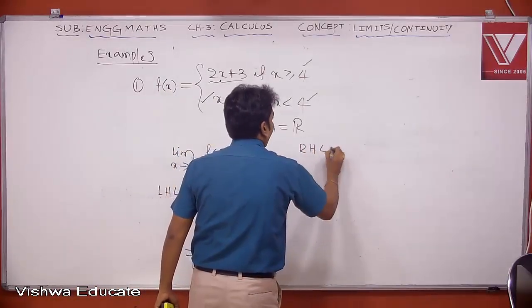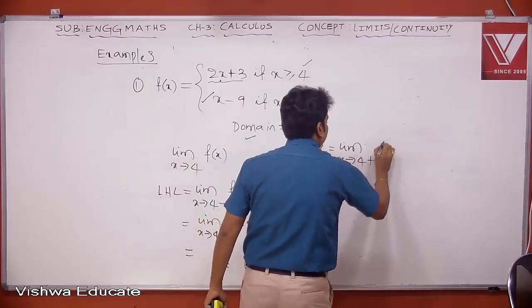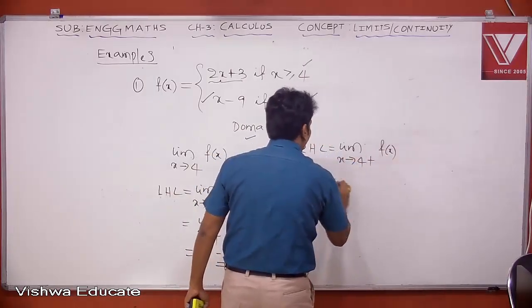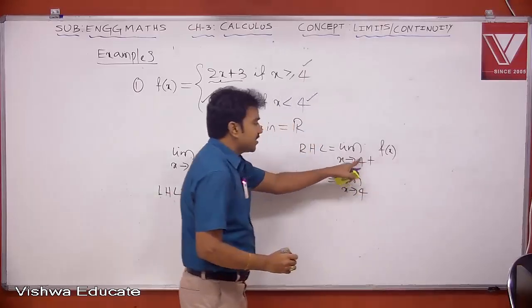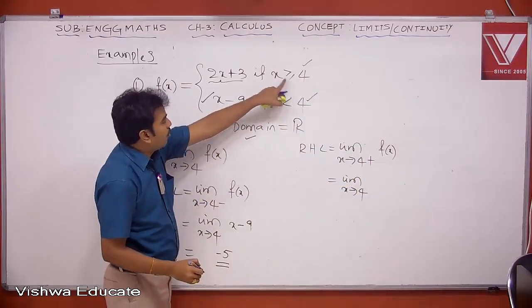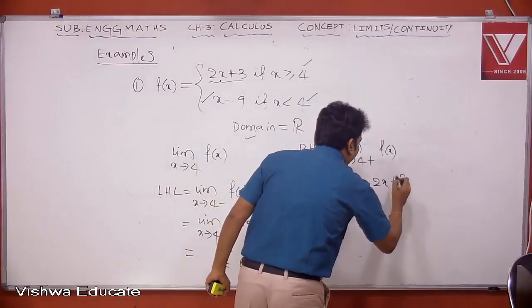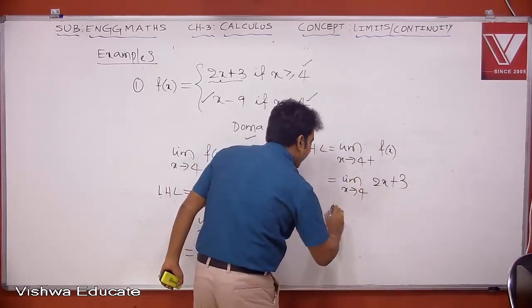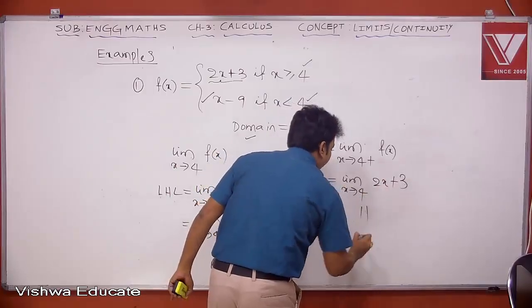Now calculate the RHL value. Here RHL equals the limit as x tends to 4 plus of f of x. x tends to 4 plus means x greater than 4. Above 4 the function is 2x plus 3. Now replace x by 4. 2 into 4 is 8, plus 3, it is 11.